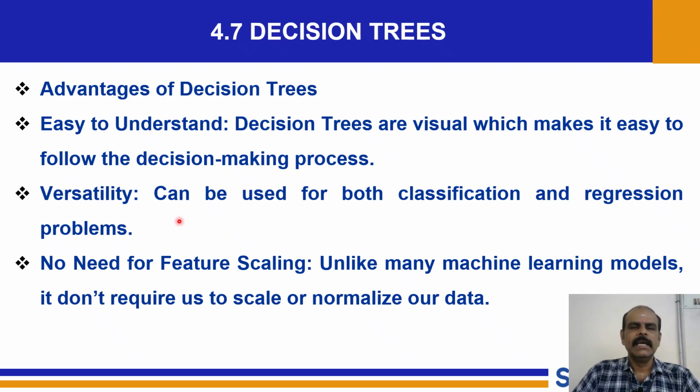Versatility: it can be used for both classification and regression problems. So one tool can be used for two purposes, not only for prediction but even for classification, and in the end this prediction can be extended to decision making problems. No need for feature scaling. Unlike many machine learning models, it does not require us to scale or normalize our data.